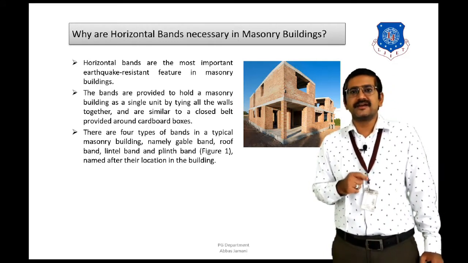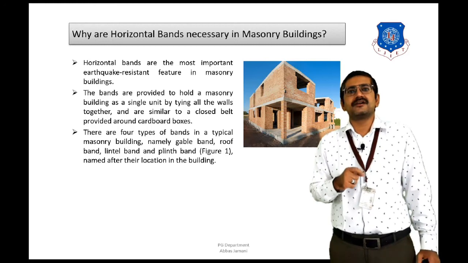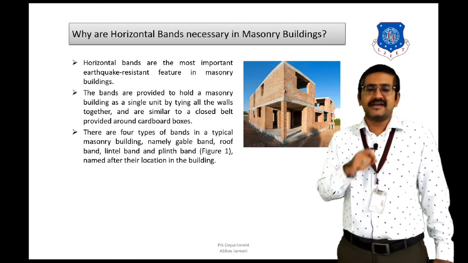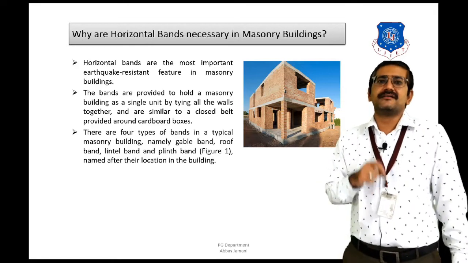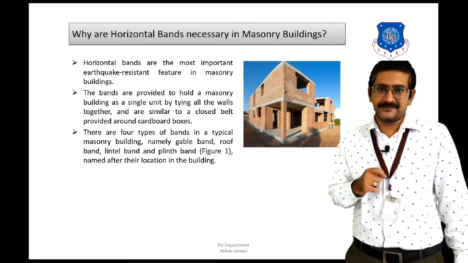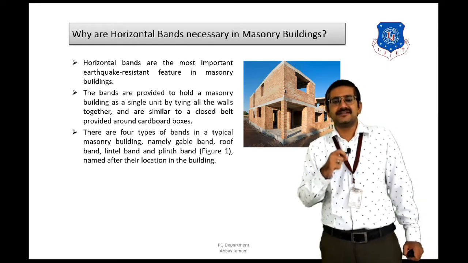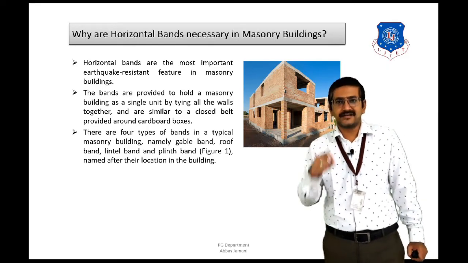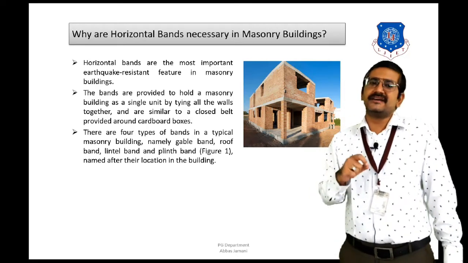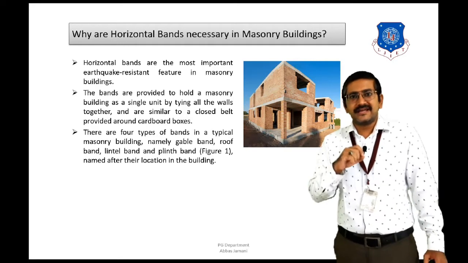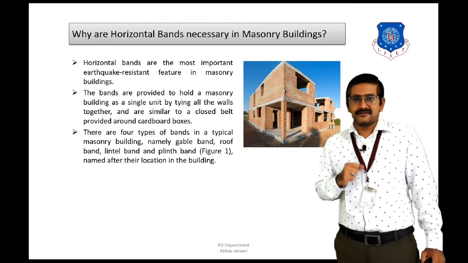Right? So the horizontal bands are going to play an important role in good performance of masonry buildings. How? By ensuring that all the corners of the building are tied together, and the entire unit acts as a single unit when lateral force is applied. When this happens, we can ensure that good transfer of lateral load takes place, and the building remains stable when the earthquake occurs. Now there are 3 to 4 types of horizontal bands.